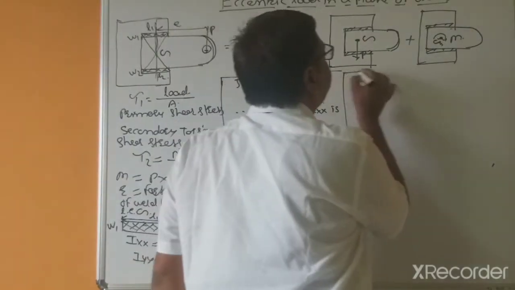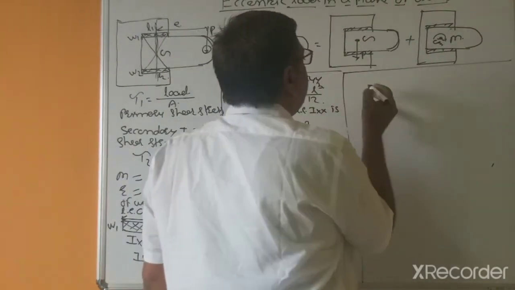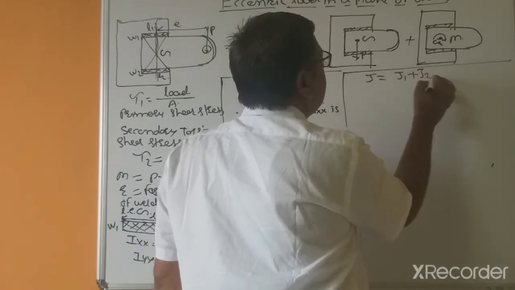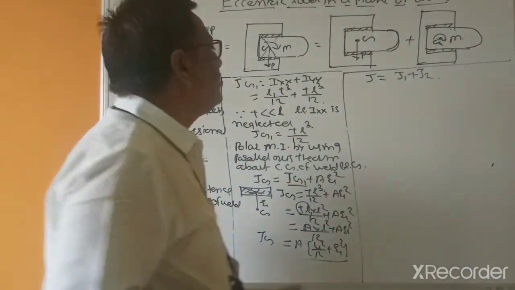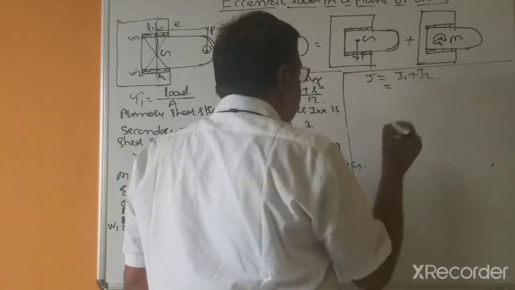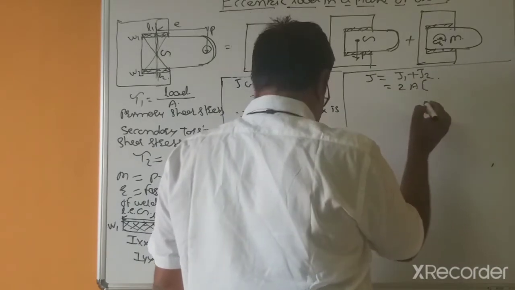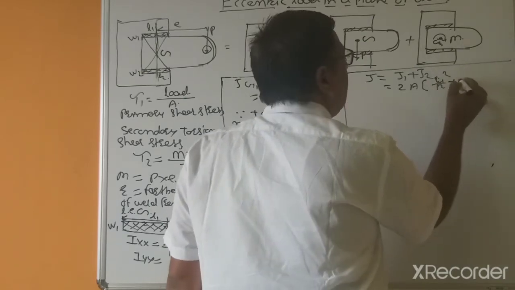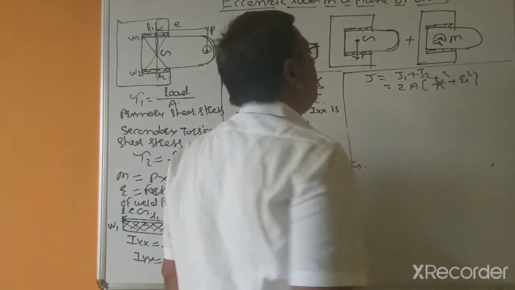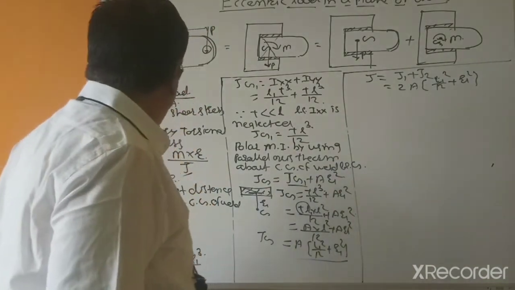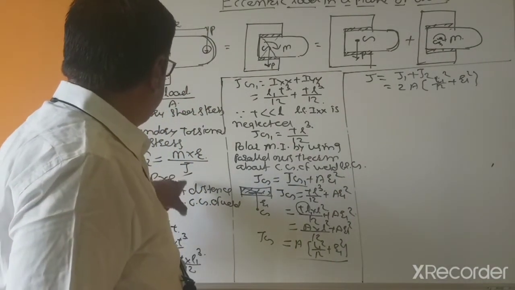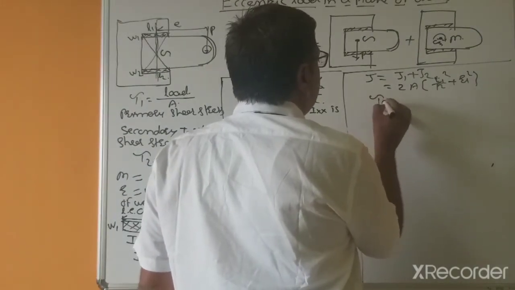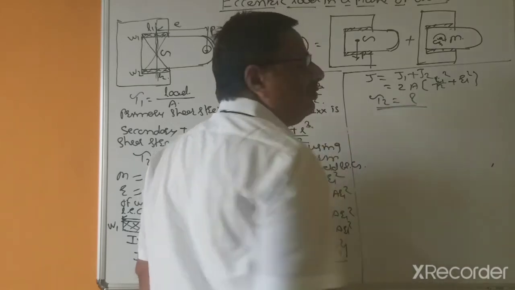Similarly for the second weld, means we have two welds. So capital J equals J1 plus J2. Because this is symmetrical, we can write this as 2A times L1 squared divided by 12 plus R1 squared. Now put this in the equation tau 2 equals, and calculate tau 2.